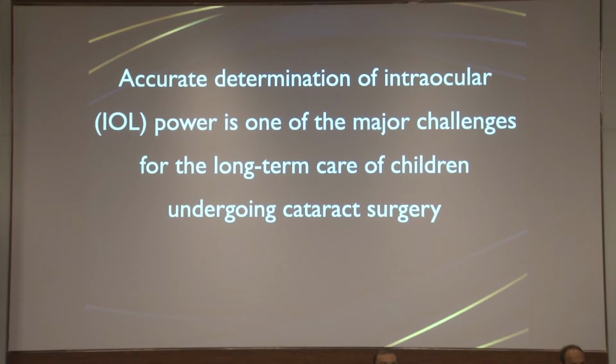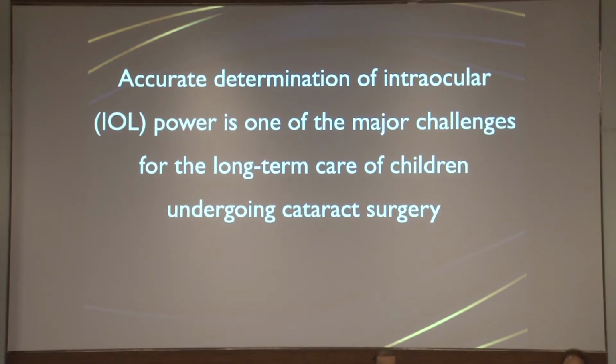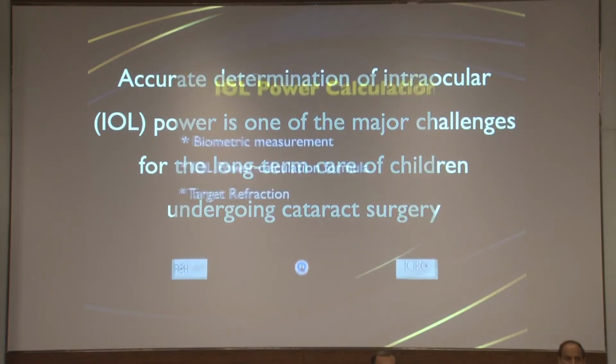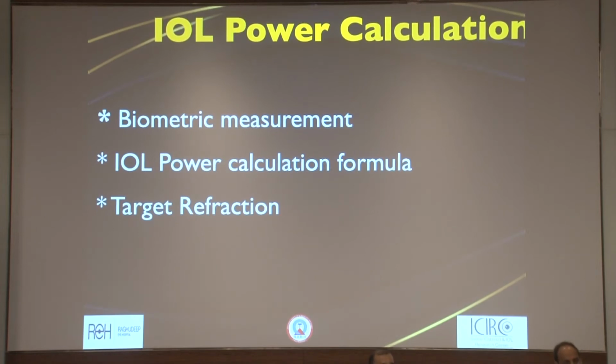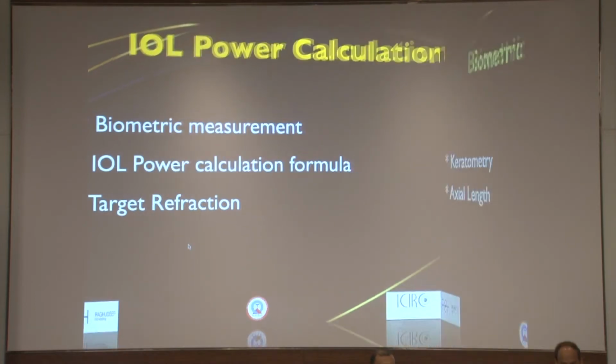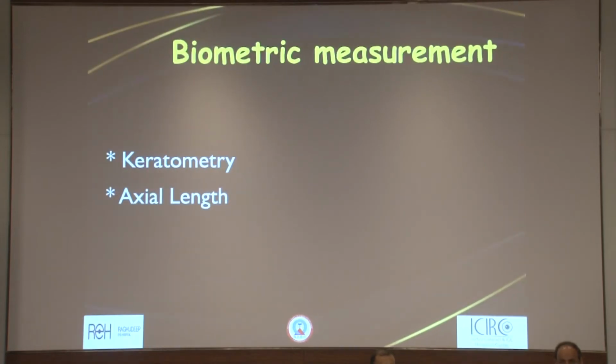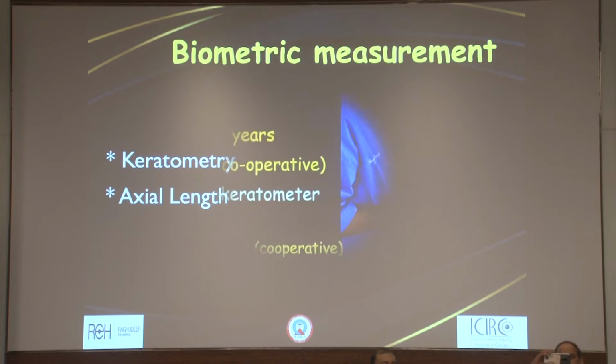In children, determining an IOL power is one of the major challenges because the eye has only started to grow. So it's not a mature eye in terms of development as well as its growth. And there are three major issues that we look at. First is how do we measure these eyes, because these are uncooperative patients. The formulas that you use, and what refraction do you target, keeping in mind the growth that is going to come.